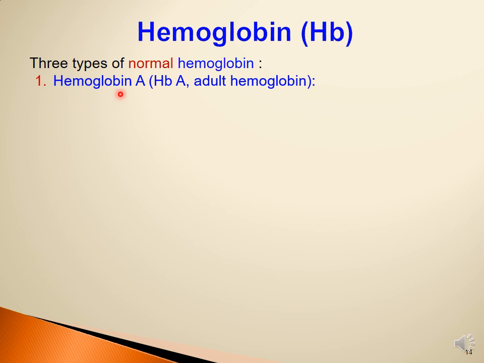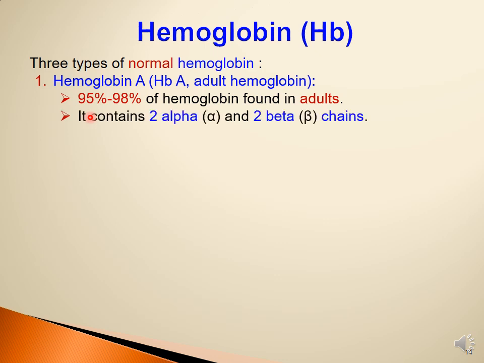We have hemoglobin A, or adult hemoglobin. That's why it's called A, based on adults. It represents between 95 to 98% of the total hemoglobin that is found in adults. So this is the main form of hemoglobin that is present in our red blood cells as adults. The hemoglobin molecule is composed of 2 alpha chains and 2 beta chains, as I explained in one of the previous slides. So that was about adult hemoglobin.